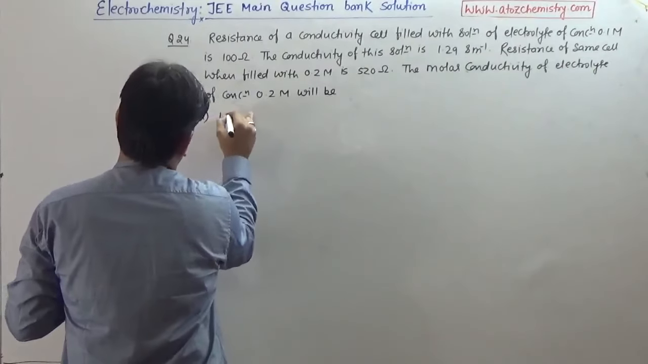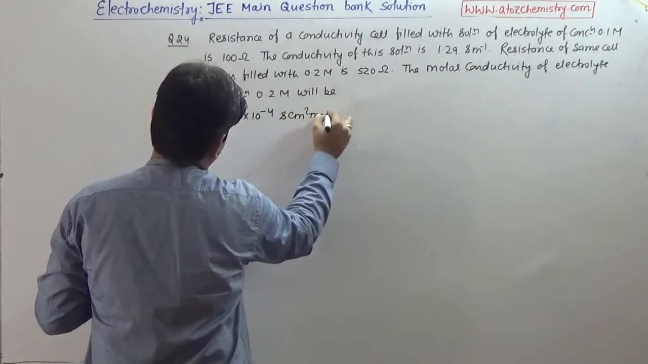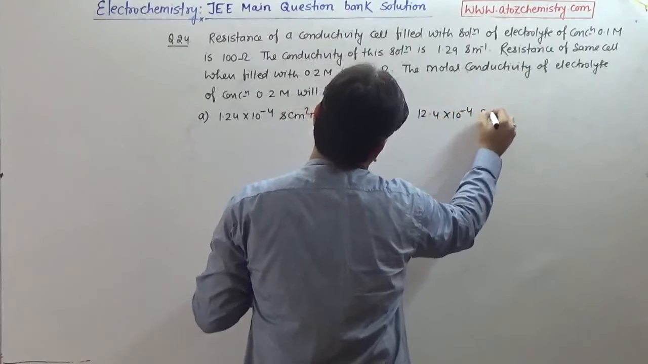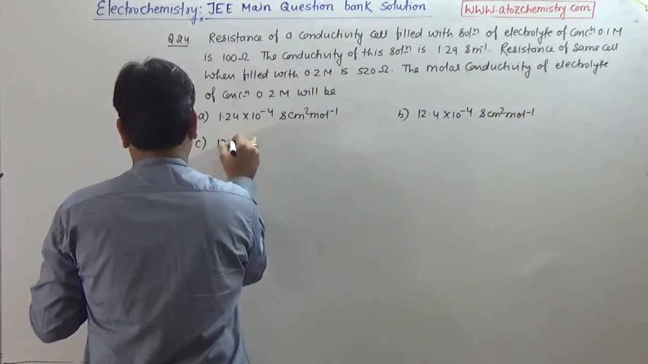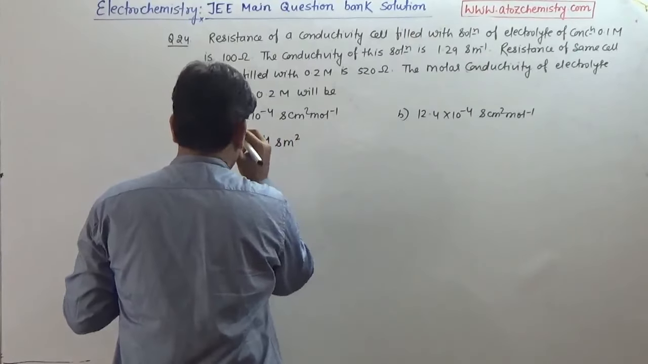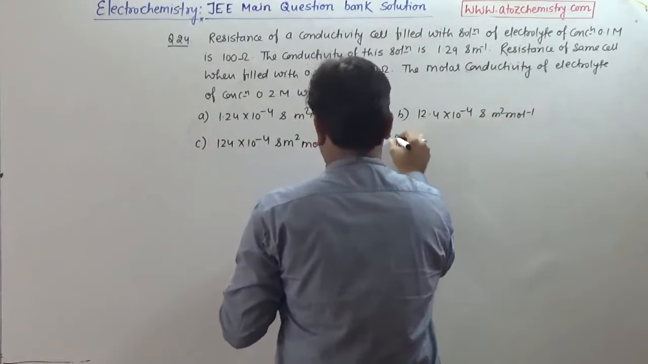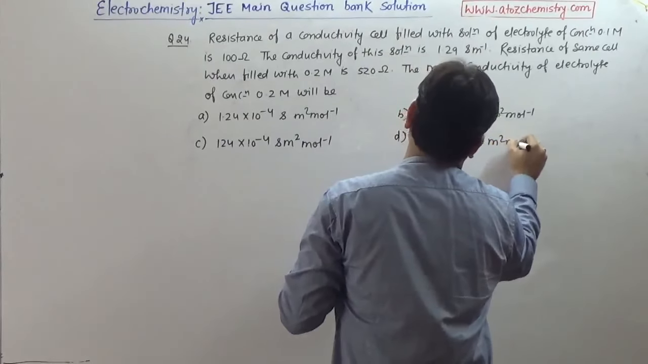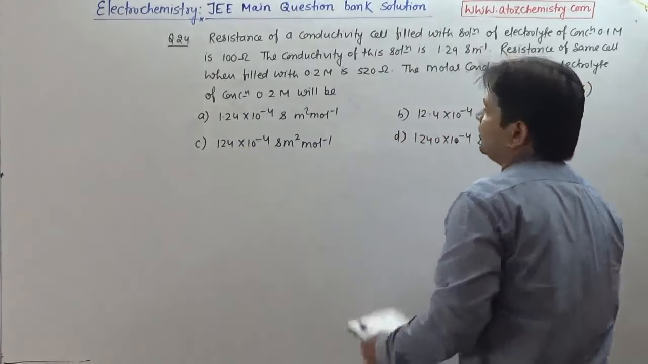A option is 1.24 × 10^-4 Siemens centimeter square mole inverse. B option is 12.4 × 10^-4 Siemens centimeter square mole inverse. C option is 124 × 10^-4 Siemens meter square mole inverse. This is given as meter square, not centimeter square. And D option is 1240 × 10^-4 Siemens meter square mole inverse. These are the data given. This was the question asked by JEE Main in 2006.